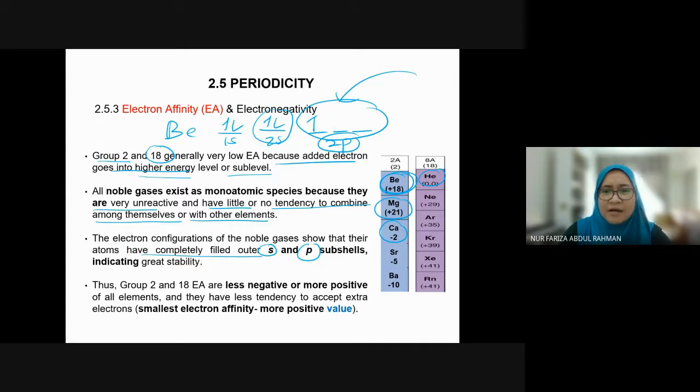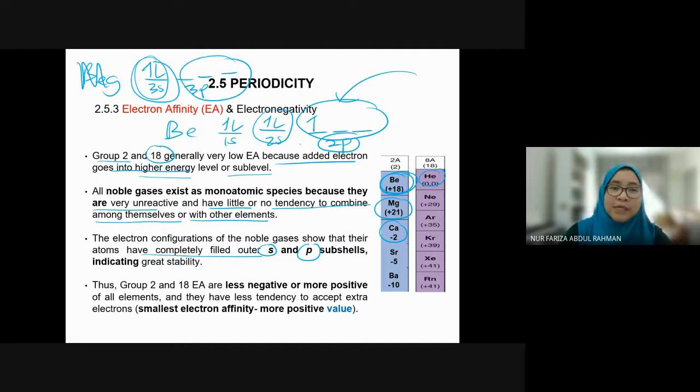So magnesium, 2s, 3s. How about 3p for magnesium? It's vacant, it is empty there. So even though this is stable, the 3p is still vacant. In order to achieve the most stable form of electron configuration, 3s and 3p should be fulfilled, like what we have for noble gases. So that is what it means by atoms having completely filled outer s and p subshells.